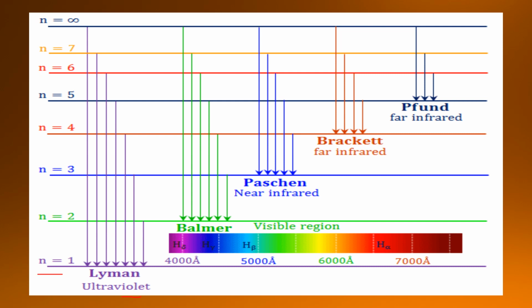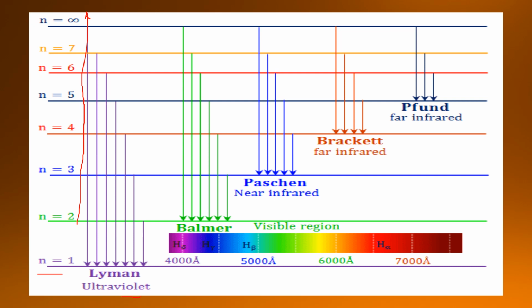You can see here, this emission is from n equal to infinity, it will fall to n equal to 1, and n equal to 7 to n equal to 1 again, and similarly from n equal to 5, 6, 3, 2 to n equal to 1. So for Lyman series, n1 will be 1 and n2 will be 2, 3, 4, 5, 6 and so on up to infinity, as we have discussed earlier.